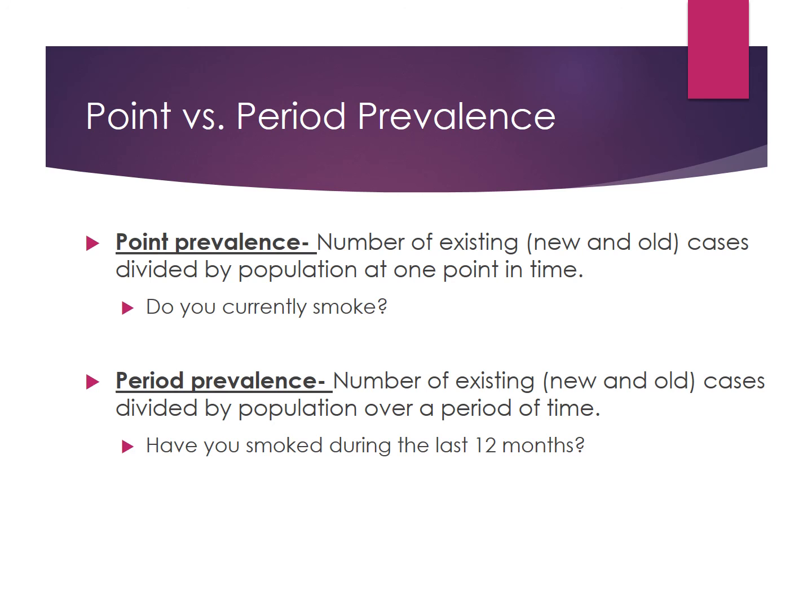Period prevalence, on the other hand, is how many cases are there divided by the total population over a whole period of time. And so have you smoked during the last 12 months? So of course with period prevalence we would see a much higher level of number of people who did smoke versus point prevalence, which is just at this one single point in time.